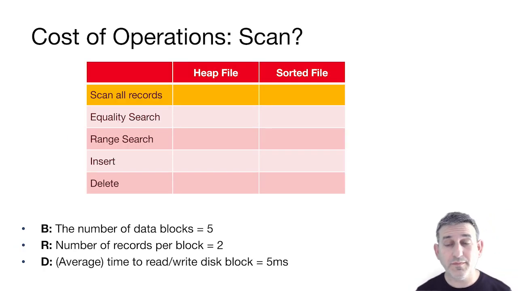So now we're ready to start by looking at the first row of our cost table, the cost to scan all the records in a file. And we'll look at this for both heap files and sorted files. Recalling that B, the number of data blocks, is 5, R, the number of records per block, is 2, and the average time to read or write a disk block is D, which we'll call 5 milliseconds.